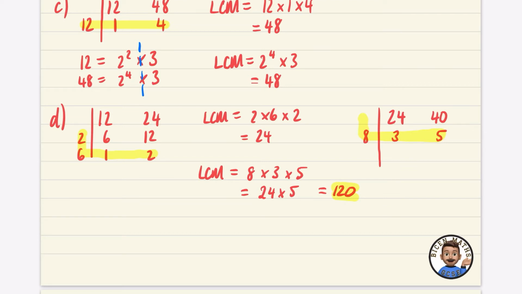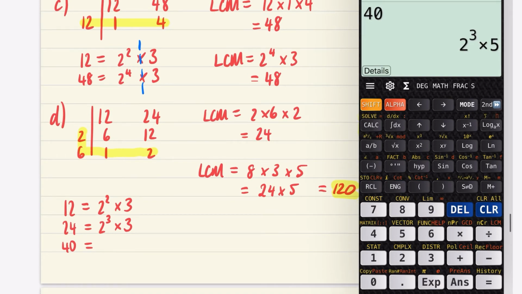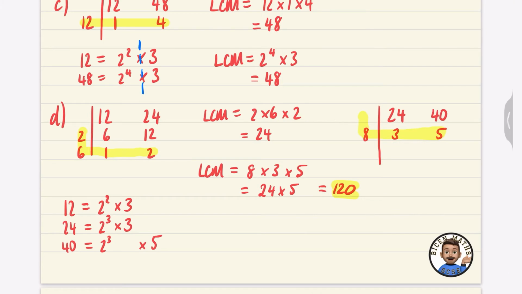So if I'm going to have my 12, my 24, and my 40, 12 is 2 squared times 3. 24 is 2 cubed times 3. And 40, just to check on here, actually 40 is very obviously going to be 2 cubed times 5. And you'll notice how I put the 5 in a different section. I didn't put it with the 3 section.